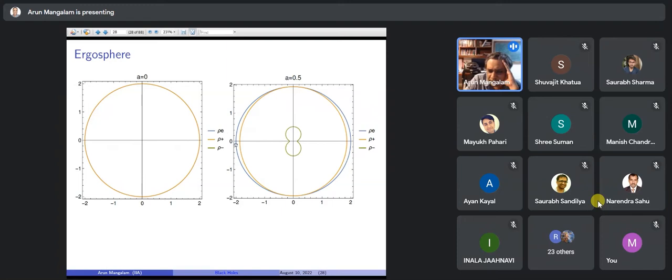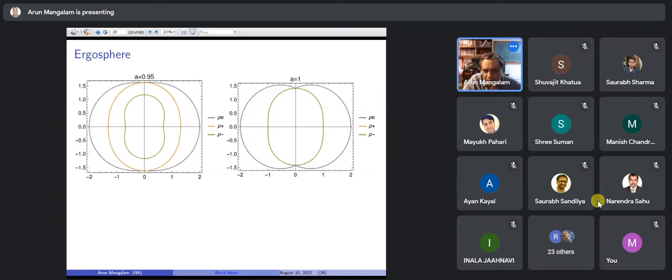This is in the other set of coordinates. There's a rho coordinate and then the R coordinate. The Boyer-Lindquist coordinate and the actual coordinates are.